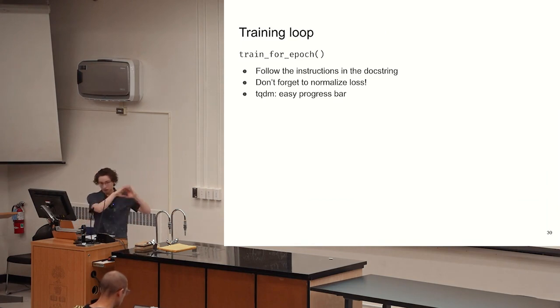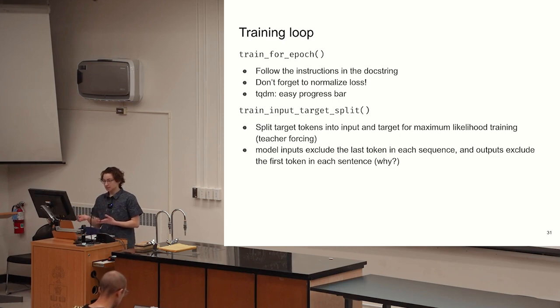Okay, all right, so that should sum up BLEU score, and now we're going to talk about the training loop. So there are some methods to implement here that I'm going to talk through fairly quickly. I think for these ones, the instructions are pretty spelled out in the docstrings. So one of the methods is train for epoch, and this goes through the training process for a single epoch, as it would sound. I would encourage you to follow the instructions in the docstring here, and if you're looking for an easy progress bar, I would recommend using TQDM.